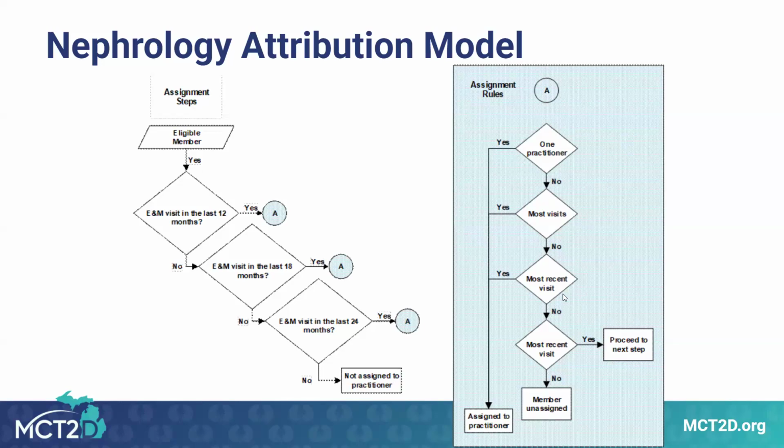Let's say that's not the case though, and the patient has seen each physician twice, then they're going to look at the most recent visit. And so whoever has had the most recent visit with that patient is who they've been assigned to. And if that most recent visit, again, isn't in the last 24 months, they're not going to be assigned to anybody.